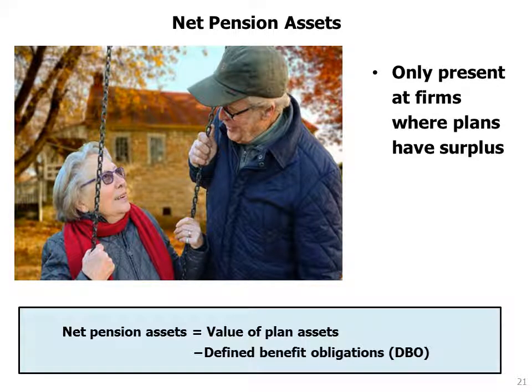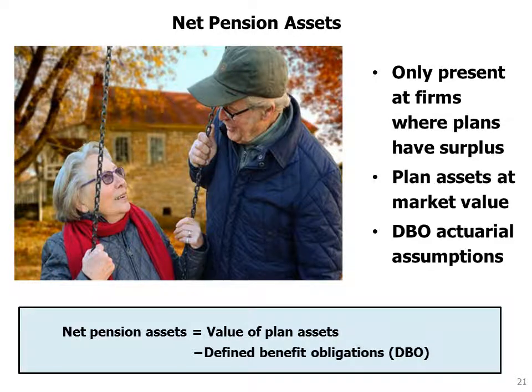So net pension asset is equal to the value of the plan assets minus the defined benefit obligations, which is the present value of the promises which have been made to employees in their retirement. We don't need to spend a lot of time on this today. The plan assets are held at a market value. The defined benefit obligation, the value for this is arrived at as a result of a series of actuarial assumptions in terms of how long people will live for after retirement, how many years they will work until they retire, and a series of other assumptions.